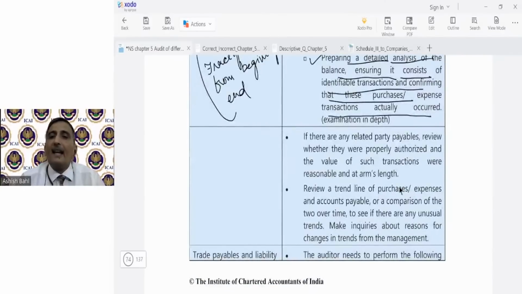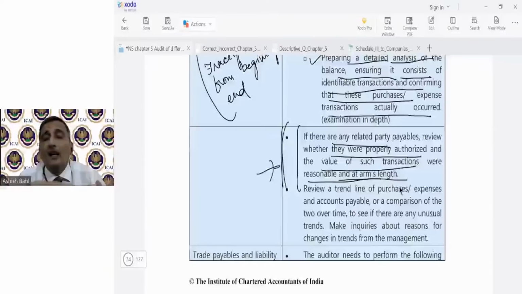So again, related party, if there are any related party payables, then you have to see whether these are properly authorized and the value of such transactions is reasonable, at arm's length. So again, students, not only for purchases, but also in case of sales, related party transactions are important to see. A company may indulge in related party transactions on account of purchases or on account of sales.